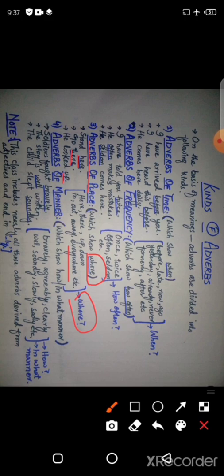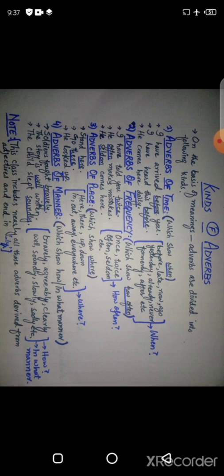So all these adverbs fall into the category of adverbs of place. Got it? All those words that answer the question where, or that are somehow related to place, and add meaning to another verb, adverb, or adjective, and also tell us about a place, are called adverbs of place. All right, so this was a very simple one.